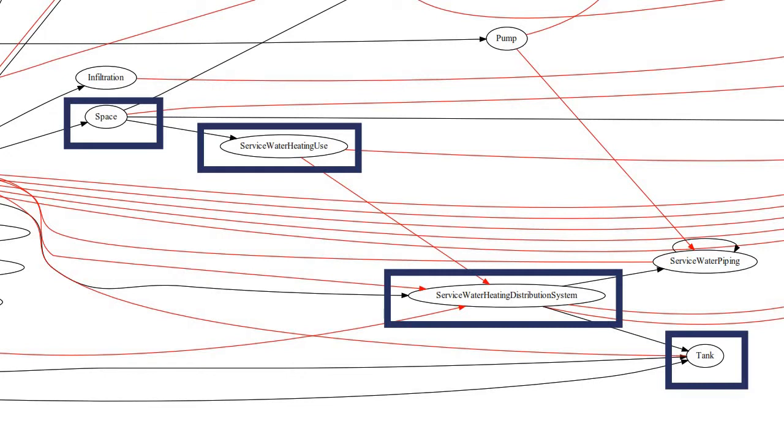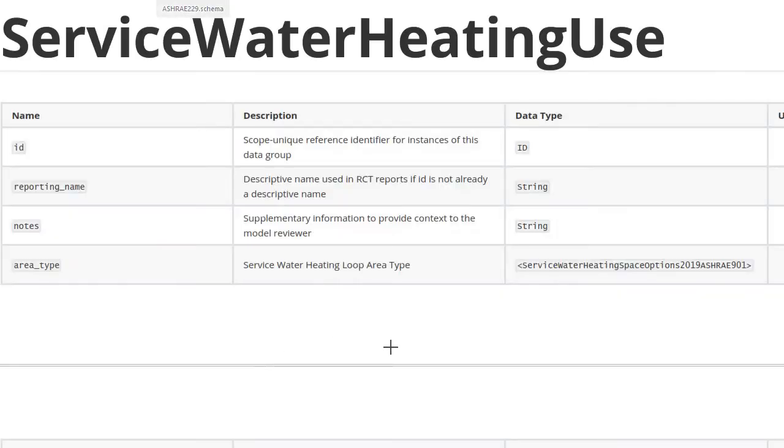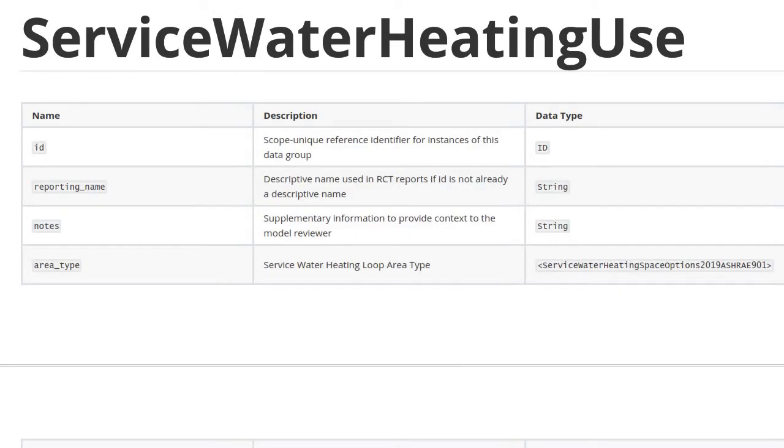So that's how all the different pieces are connected up. So let's go on to the schema. Surface water heating use is the first thing we're going to talk about. I have this zoomed in a long way because the type is very small on this part of the schema. As we've talked about many times, it starts with an ID, reporting name, and notes.